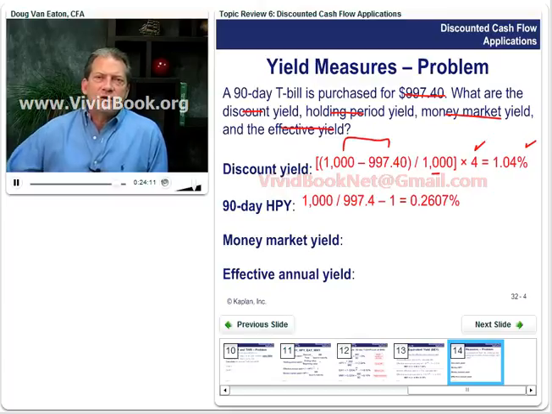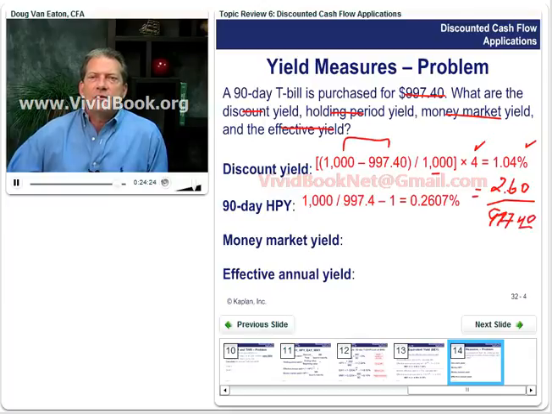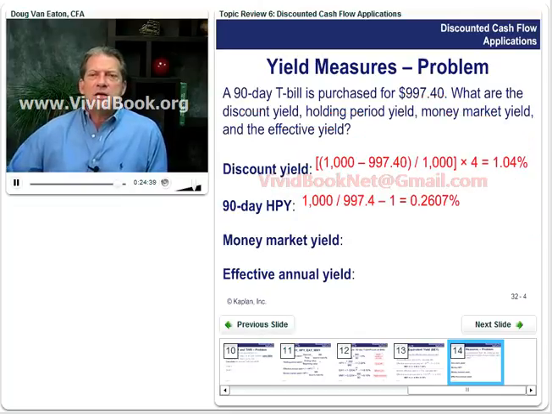So we can calculate it this way, but this is also equal to $2.60 over $997.40. Not the best writing in the world, but you get the idea. So that's our 90-day holding period yield, the percentage increase from $997.40 to 1,000.